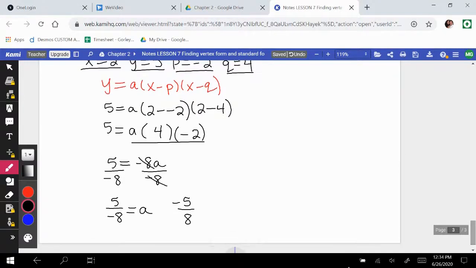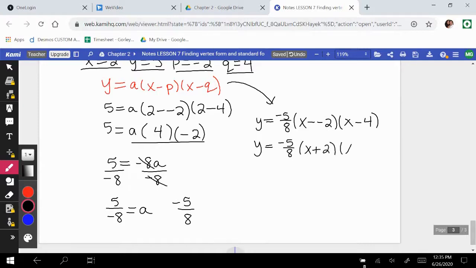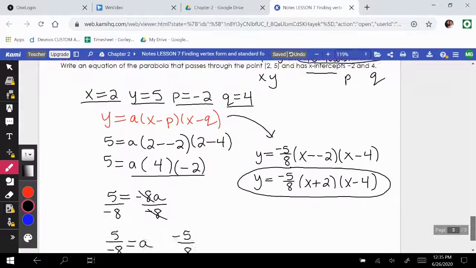Let's go ahead and rewrite our equation now. Again, when I rewrite my equation, we want to leave x and y as variables. So I'll replace a with the negative 5/8. I'll replace p with the negative 2. And I'll replace q with the 4. And let's correct that minus a negative. We get x plus 2 and x minus 4. Okay, and that's it.